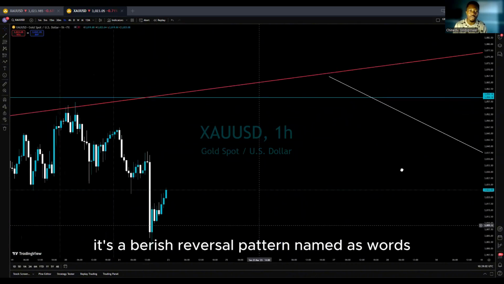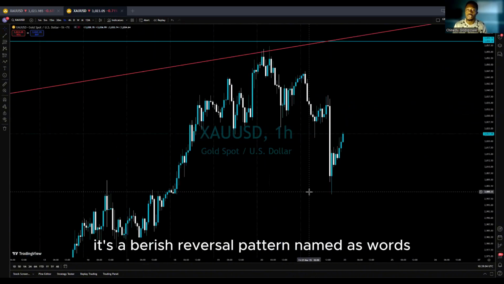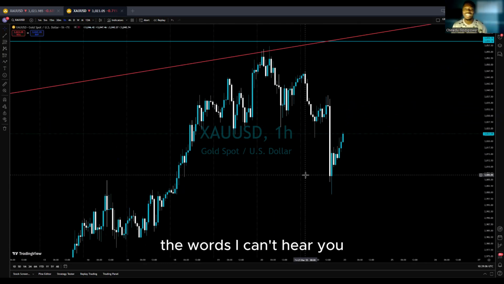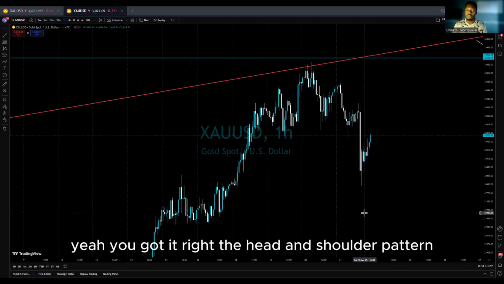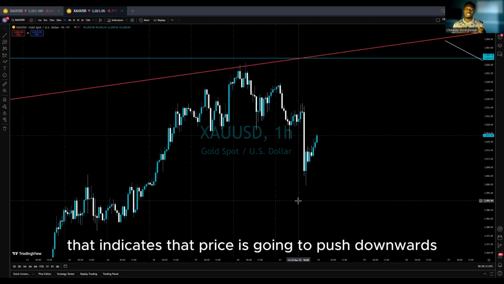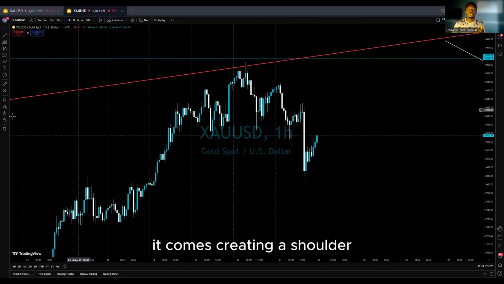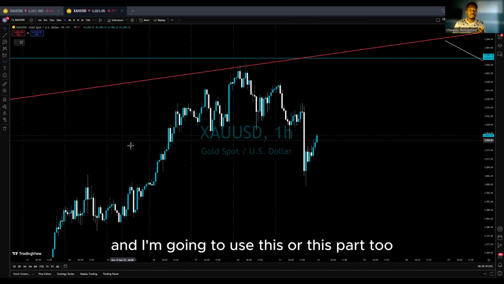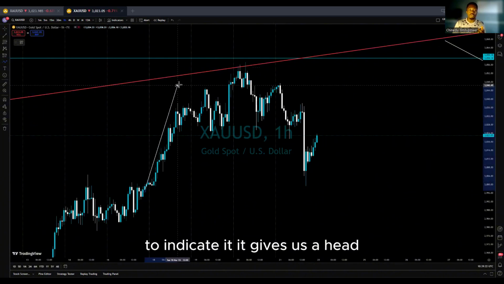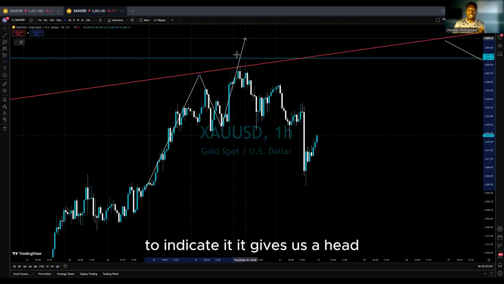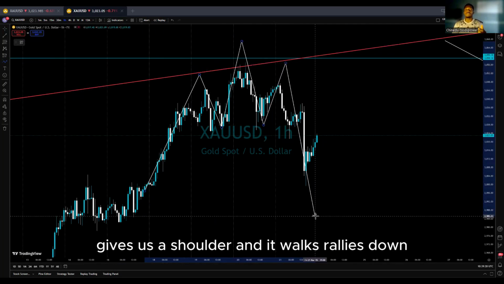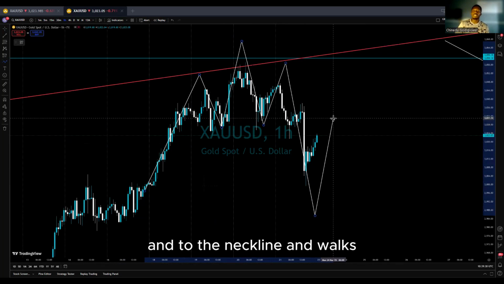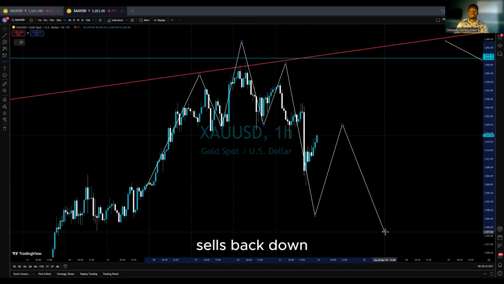It's a bearish reversal pattern named as what? Yeah, you got it right. The head and shoulders pattern. It's a reversal pattern that indicates that price is going to push downwards. It creates a shoulder, and I'm going to use this part to indicate it. It gives us a head, gives us a shoulder, and it rallies down. Then later comes back for a retest of the neckline and sells back down.